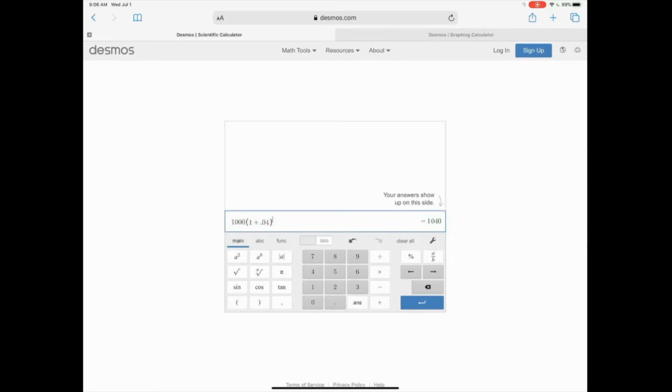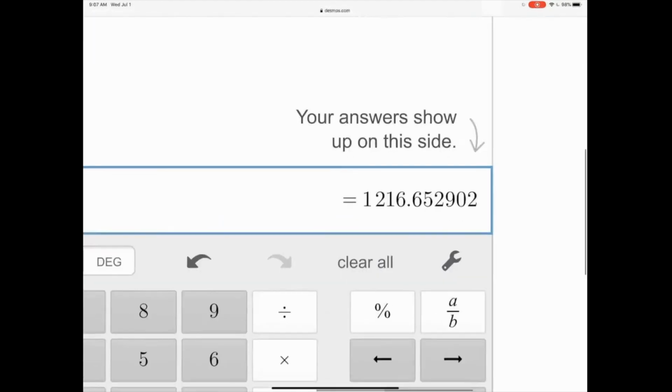And this is to the power of x, okay? But they're asking me to calculate how much money she has after 5 years. So instead of putting x, I'm going to put to the power of 5, okay? So I could see here that she has $1,216, and I'm going to round, so I'm going to do 65 cents. Okay, so that's how much money she'd have.